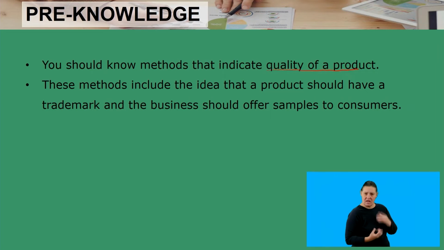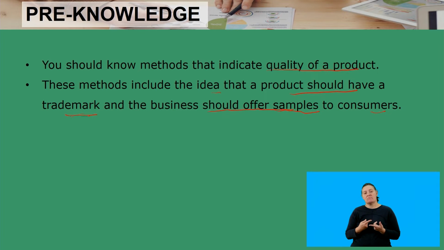And then these methods include ideas that a product should have, for instance, a trademark, and the business should offer samples to consumers for them to confirm and give consumers confidence to say the product is quality. So it becomes very key that the product should have a trademark and a product should also have a sample. But remember, this is a build-up to our lesson, which will be talking about the quality of performance, to say how does the business build towards quality.